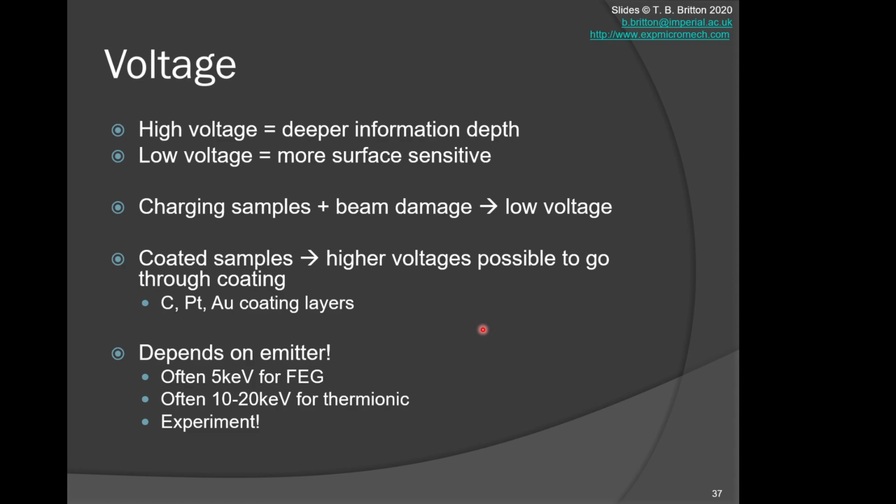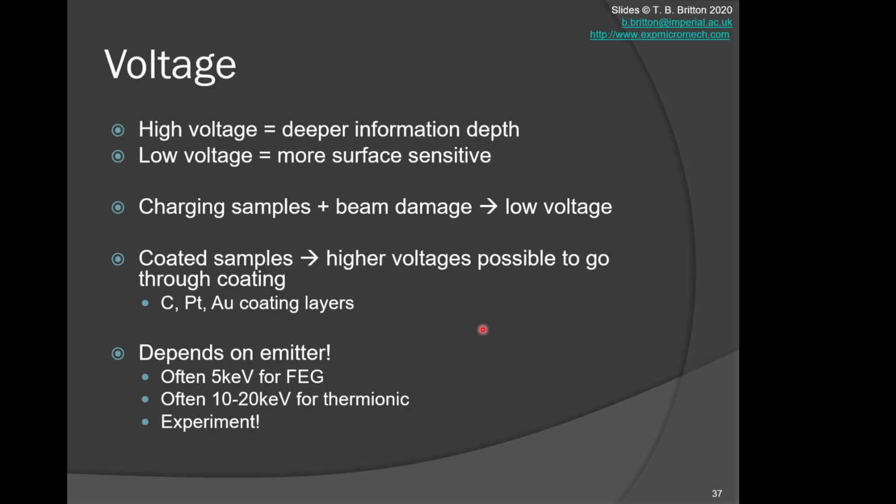In the SEM, we can vary the voltage. So high voltage, the electrons can probe further. Low voltage, we go more surface sensitive, and that can be very useful. There are specific considerations that often, if you, for instance, have a charged sample or you have a sample that will beam damage, often you may want to use low voltage so you can reduce those effects.